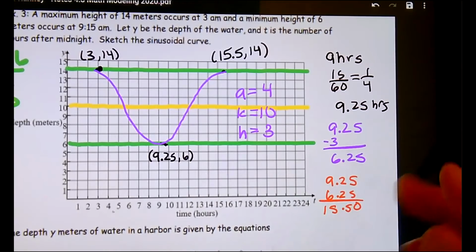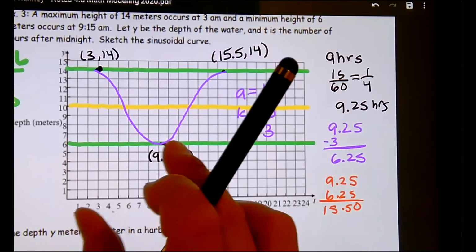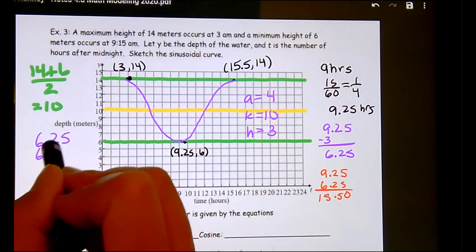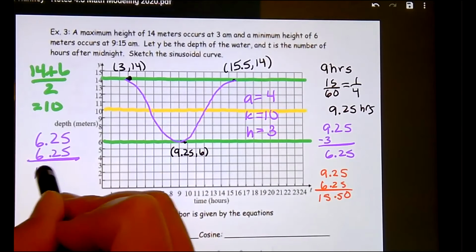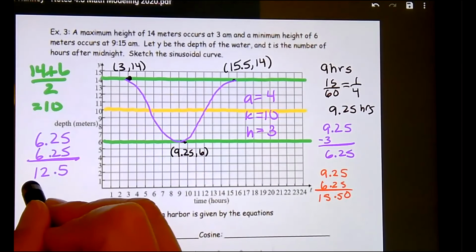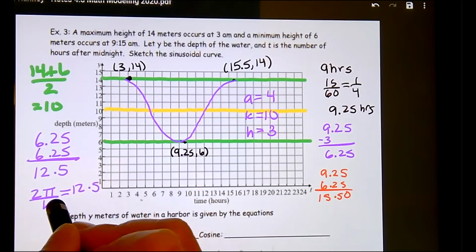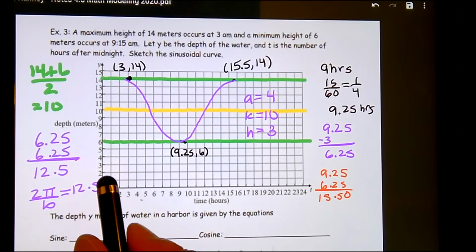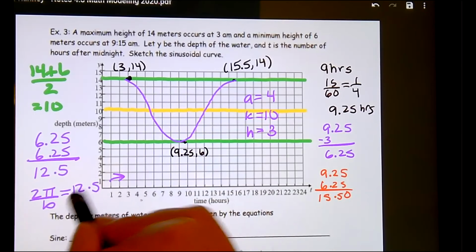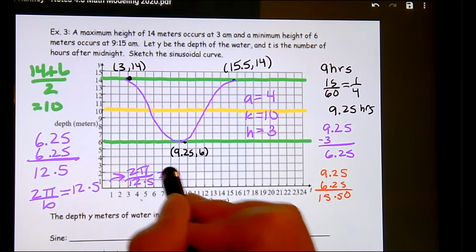Now my B, I know it's 6.25 to here and 6.25 to here. So if I take 6.25 and I double it, I end up with 12.5. That is my period. And I know that 2 pi over b is equal to 12.5. So now I'm going to do that math. When I cross multiply and solve, I end up with 2 pi over 12.5 equals b.